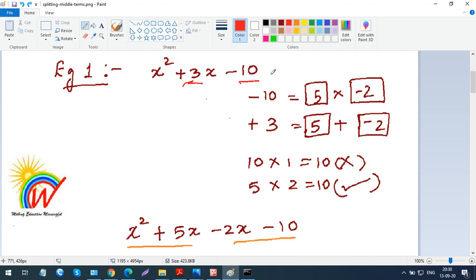We take minus 10 and write it here. We have to find two numbers such that when you multiply them, they give you minus 10. In the same way we take the plus 3, considering the sign. The 3 has a positive sign, so you take plus 3. The same two numbers should give you 3 on addition.